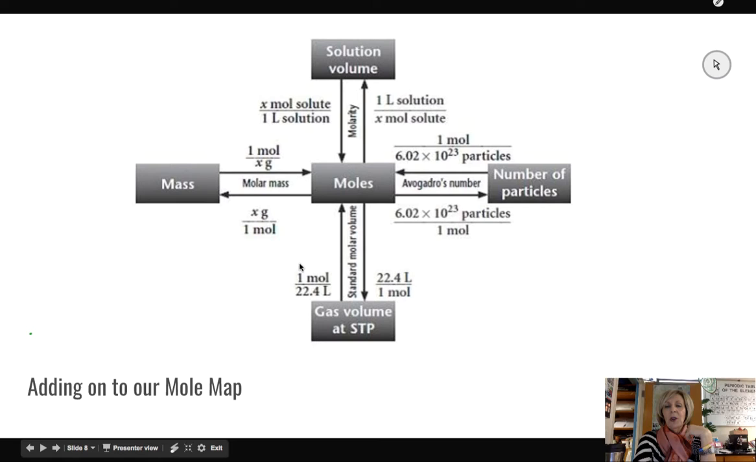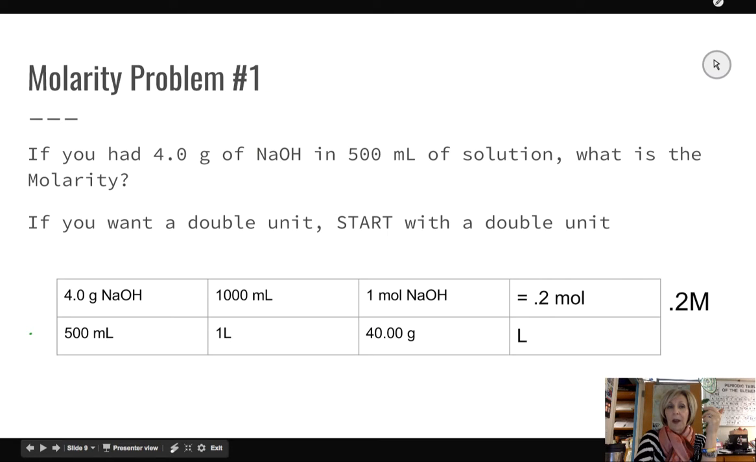Right now we haven't learned about gas at STP, but you'll see that later. What I'm going to talk about today is that we can now use molarity as another destination on our mole map. So 1 mole, or the number of moles of solute divided by 1 liter, or I can flip it and say 1 liter of solution divided by the number of moles. I can flip those molarities depending upon which unit I want to get rid of.